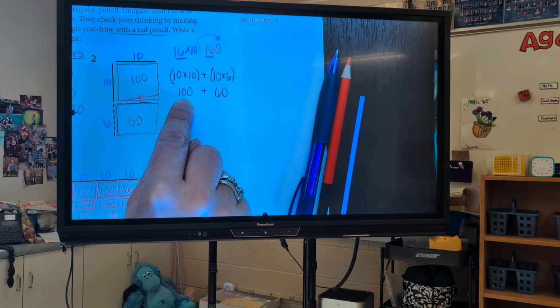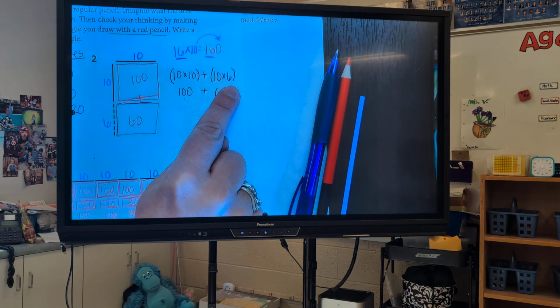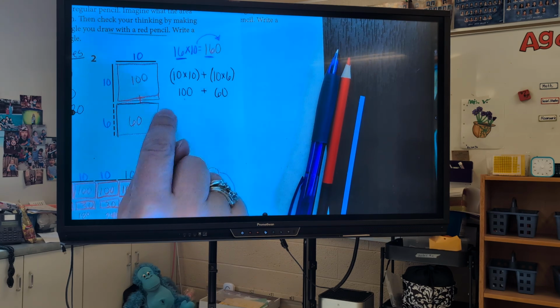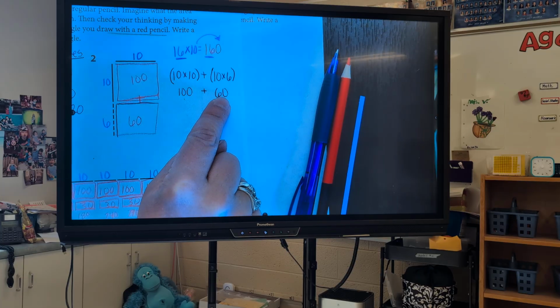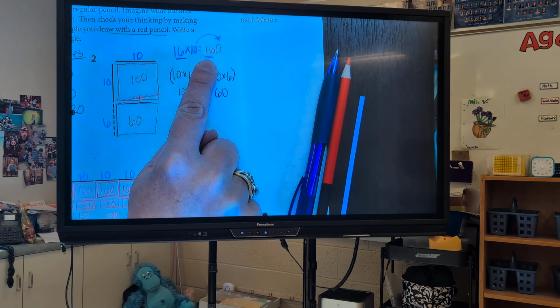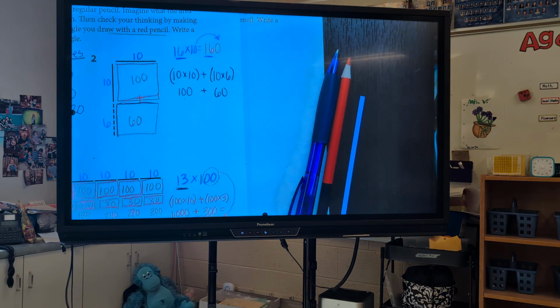So you can even see how I broke up the problem here. 10 times 10 got us 100. 10 times 6 got us 60. This method is called partial products because you're getting part of the product here, part of it here, and then you're putting it together to get the answer of 160, which is the final product. The product is the answer to a multiplication problem.